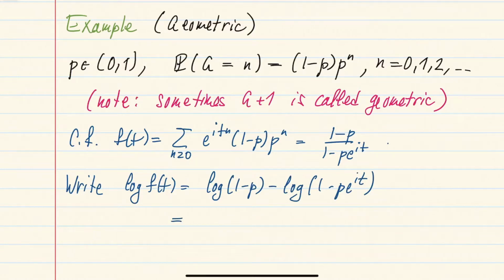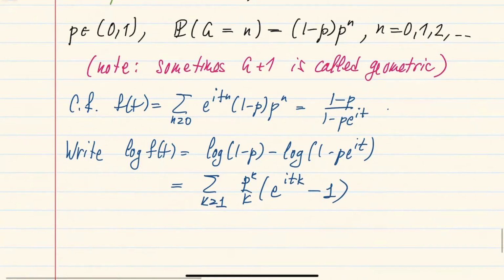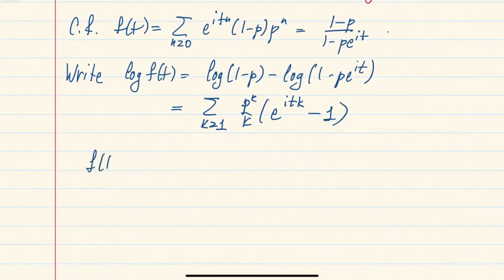And using the Taylor series for the logarithm, we can write this as a sum over k starting from 1, p to the k over k in the first term with a minus sign, but in the second I'm going to write the one which will come with a plus sign, so this will come with e to the itk, and this minus 1 coming from the first term. So in particular, we can write our characteristic function as the exponential of this sum.